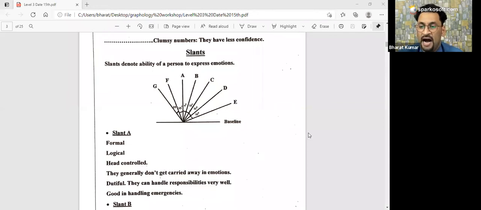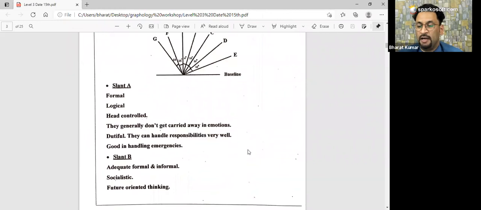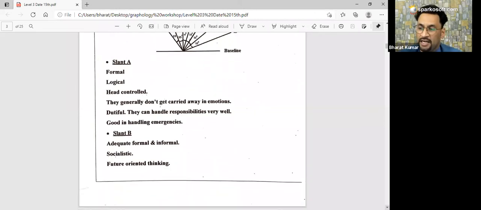So if the slant is of type A, so these will be properties. And these people are good event managers. ऑल इमरजेंसी, ये सारी इमरजेंसीज को इजिली हैंडल कर सकते हैं. These can handle the emergencies easily.